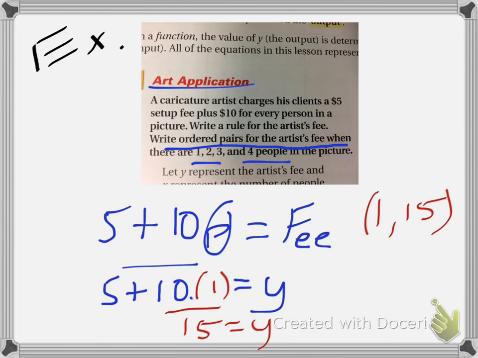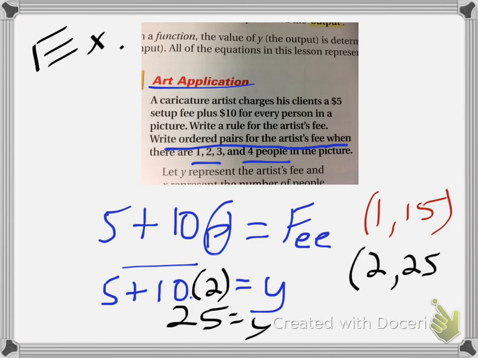So let's do this again with 2. If I do it with 2, I'll have 10 times 2 is 20. 20 plus 5 is 25. So my output is 25. The next thing, I want 3 and 4. So let's check it out. I want you to try to do this by yourself and see if you get the same thing I do. So you should get 35, and then you should get 45.